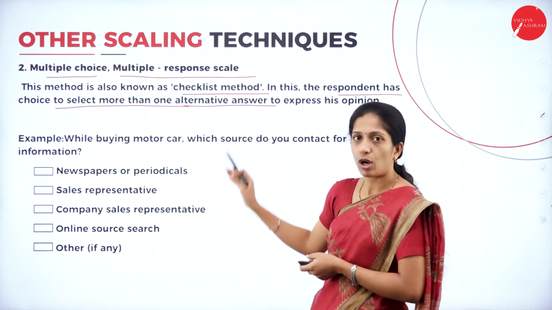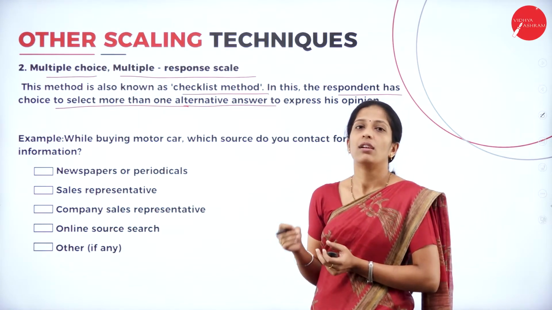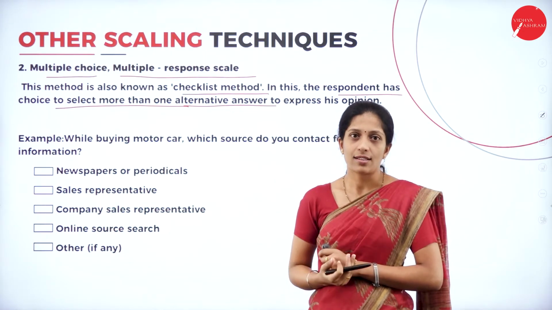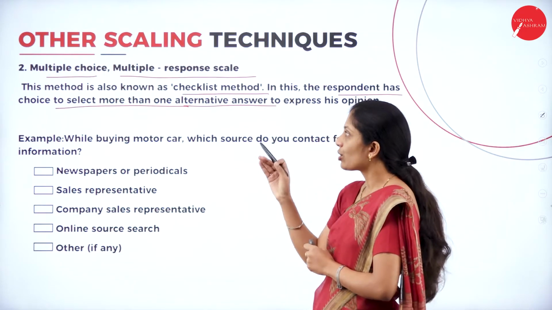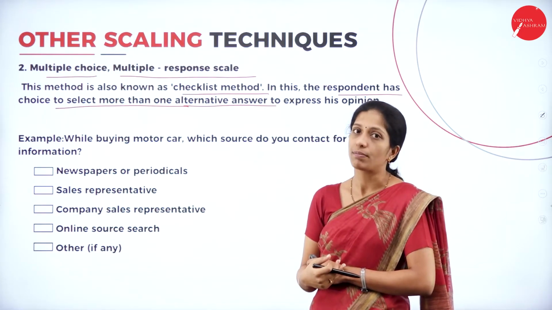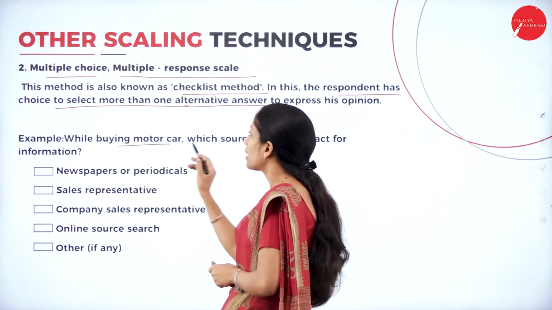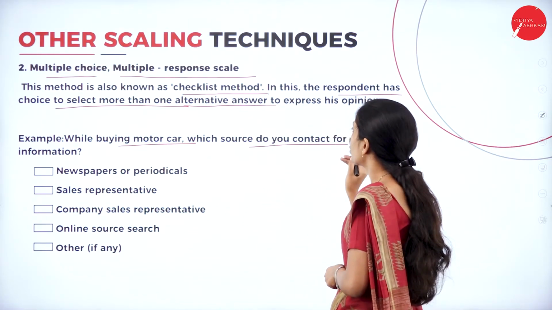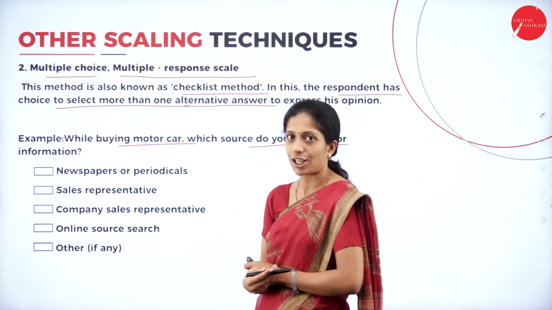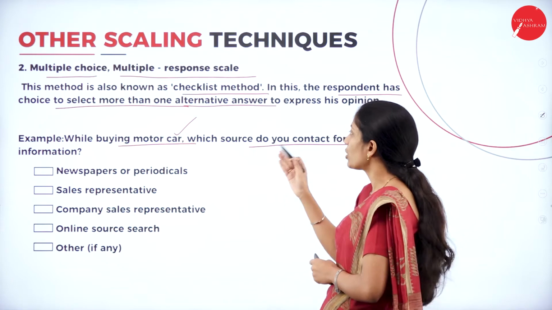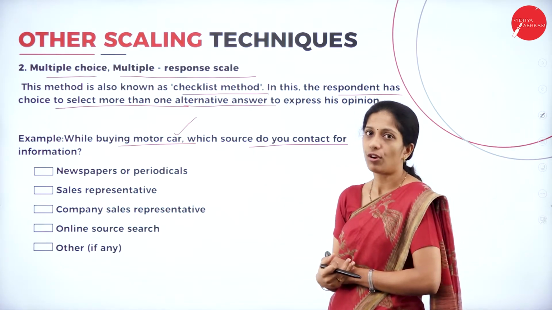Here we have a lot of options, and at the same time a lot of answers can be given. So more than one answer can also be given here. So it is termed as multiple choice, multiple response scale. For example, while buying a motor car, which source do you contact for information?